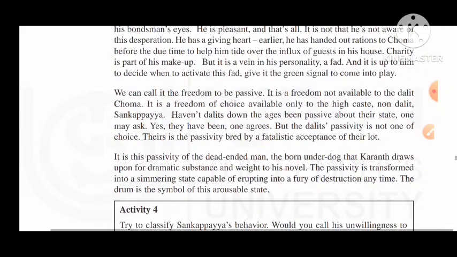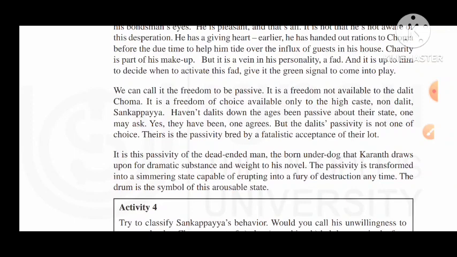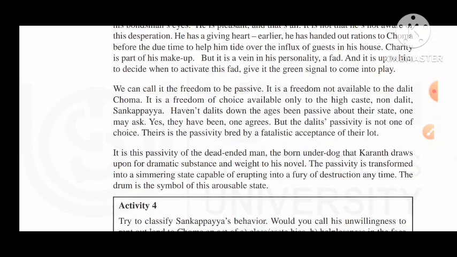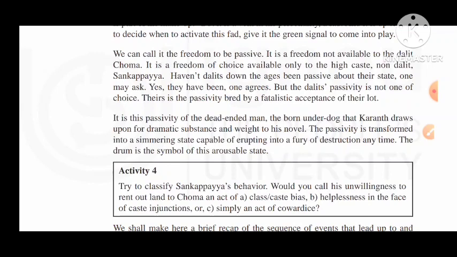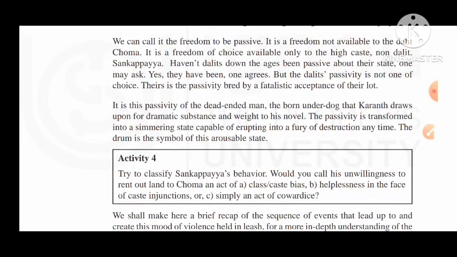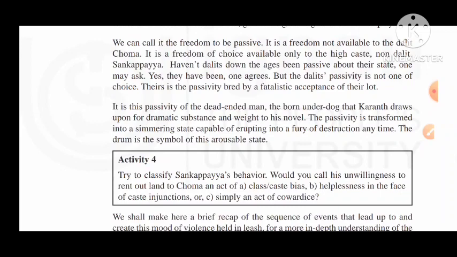Charity is part of his makeup, but it is a vein in his personality of fat, and it is up to him to decide when to activate this fat, give it the green signal to come into play. We can call it the freedom to be passive. It is a freedom not available to the Dalit Choma. It is the freedom of choice available only to the high caste non-Dalit Sankapaya.